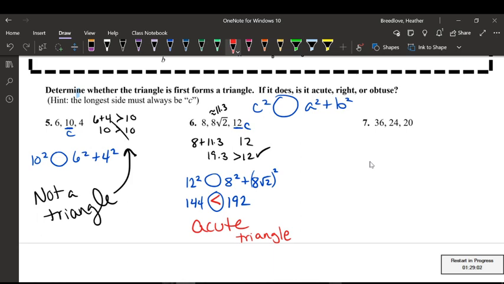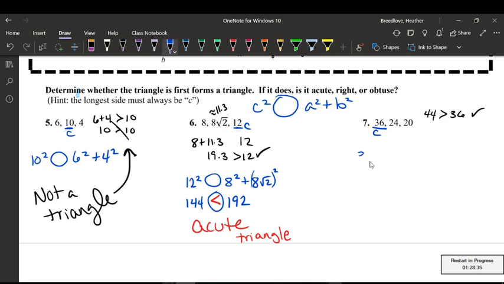Okay, so then number 7, our C value would be 36 because that's the largest number. First, let's check, is this a triangle? 24 plus 20 would be 44. Is 44 greater than 36? Yes, so yes, it makes a triangle.